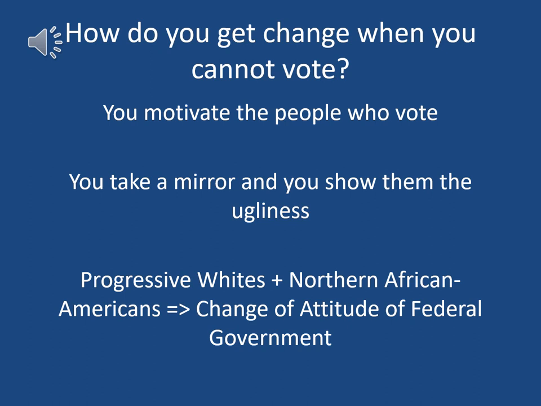And when you have the executive blocked, the states blocked, the legislative blocked, the court systems blocked, you go to the people. You motivate the people you want. You take a mirror and you show them the ugliness of the system, which they have either been tolerating or ignoring. So the goal of the civil rights movement was to get progressive whites and Northern African Americans that had the right to vote to change the attitude of the federal government. So then the federal government, in conjunction with the courts, would force Southern state governments to change the laws and restore voting rights. That was the strategy.